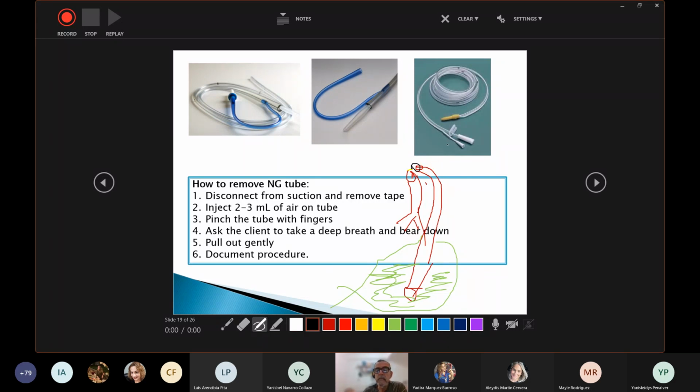You connect with the syringe to introduce the air and remove the air, and then you pinch the tube with your finger, so there is no way for more liquid to enter the tube. Ask the client to bear down, to do Valsalva, and then you remove the tube. So this is the order, and then at the end you document the procedure.